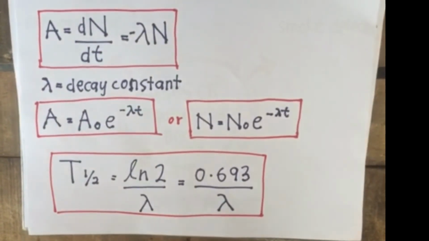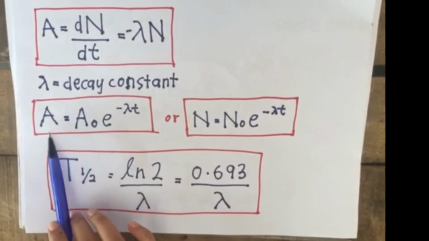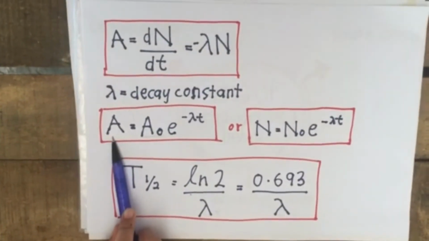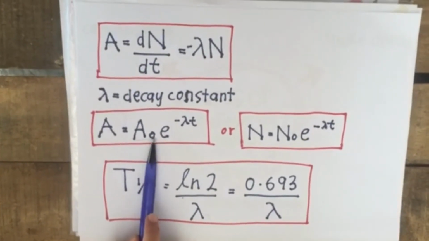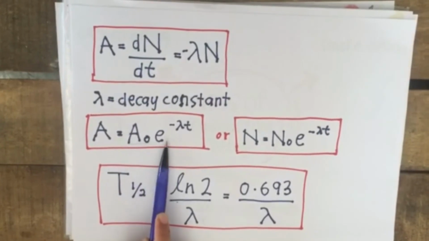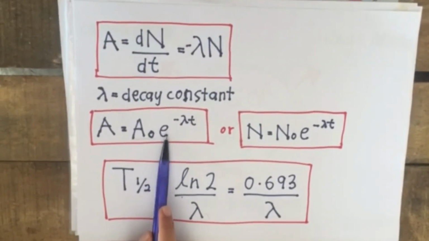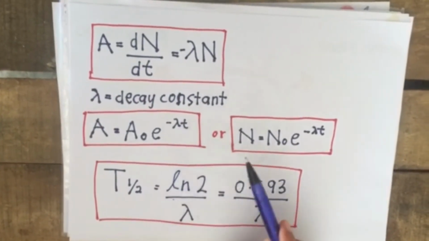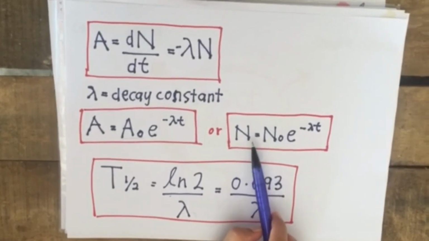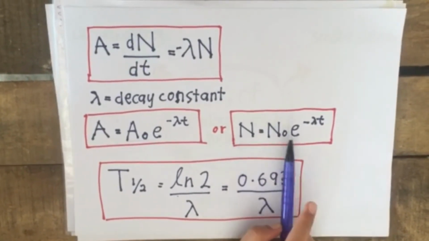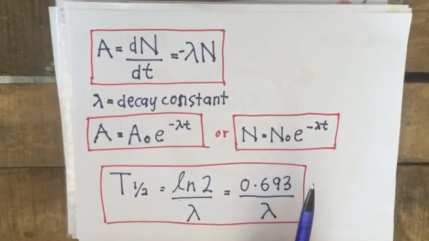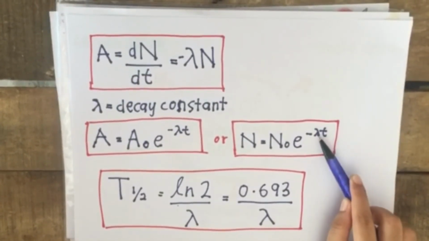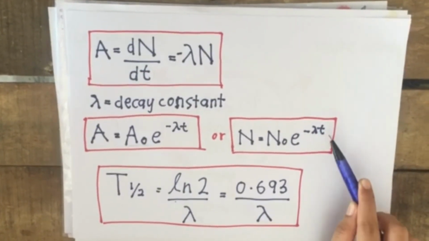A refers to the activity, and N refers to the number. So A is expressed as A0, the initial activity of the nuclei, times the exponential to the power of negative lambda t. Or we can also express this by the number of nuclei: N is the number of nuclei, N0 is the initial number of nuclei, times exponential to the power of negative decay constant times t.